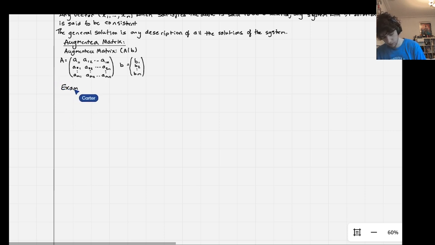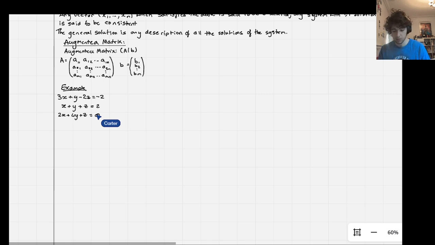Example. So an example of a system that we can have a look at is the following. 3x plus y minus 2z equals minus 2. You might also see x plus y plus z equals 2. And then you might also see 2x plus 4y plus z equals 0. This is a viable system. So this is an example of a system, right?